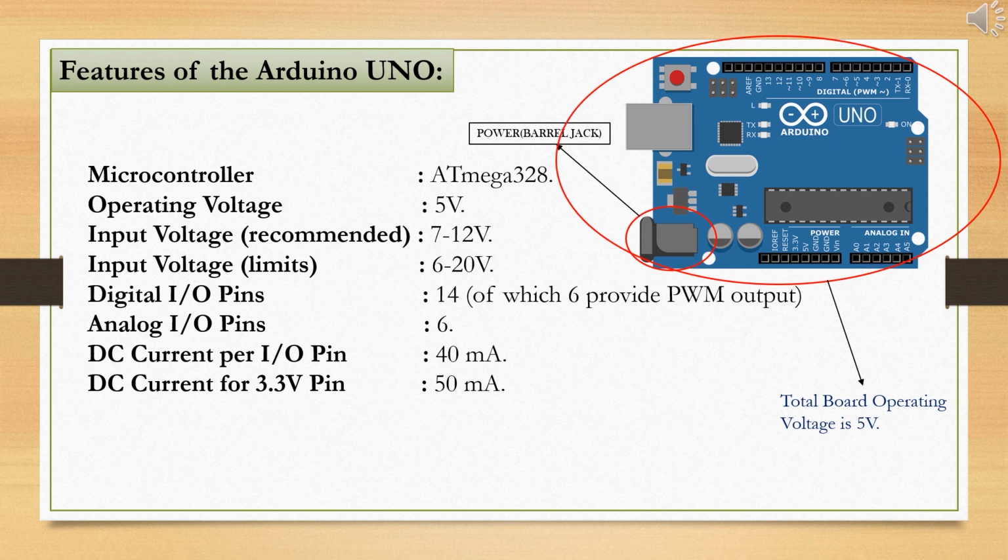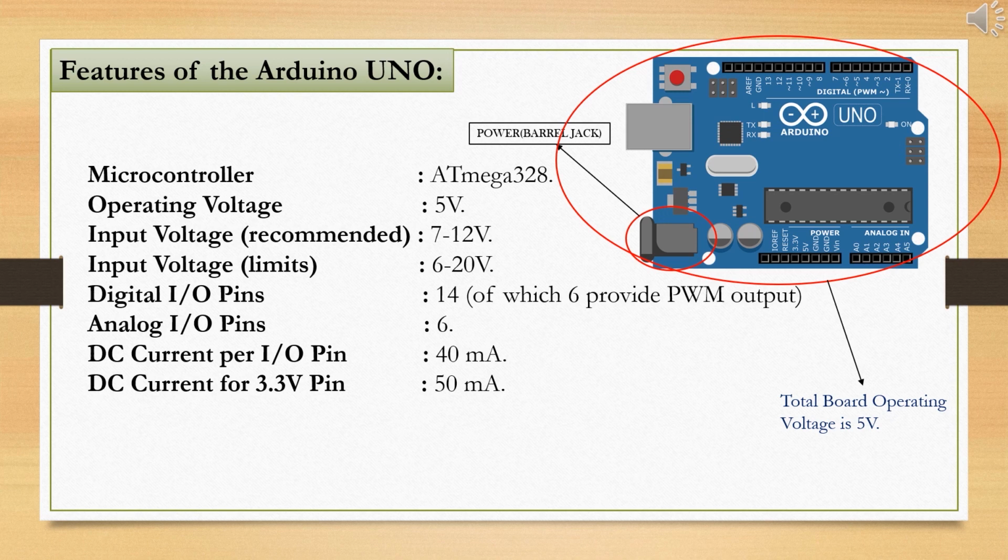In the Arduino board, there are 14 digital input-output pins and 6 analog input-output pins. These pins can be used as both input pins and output pins. DC current per input-output pin is 40 milliamps. DC current per 3.3 volt pin is 50 milliamps.